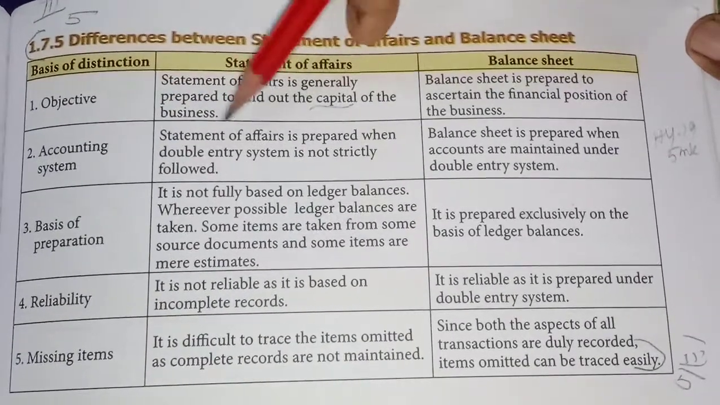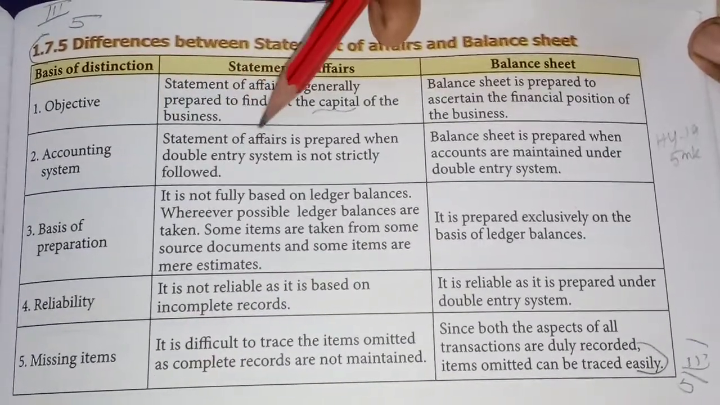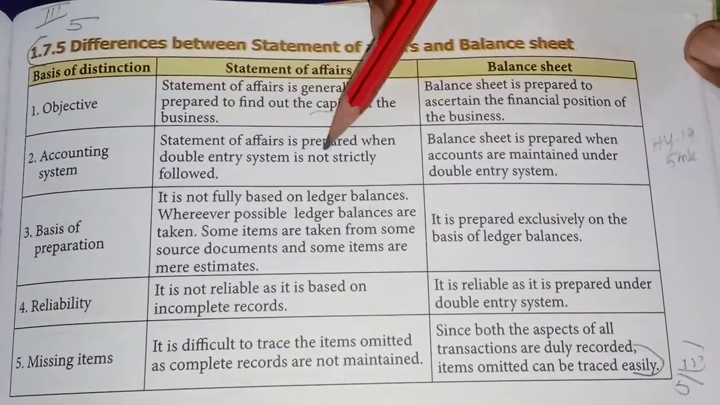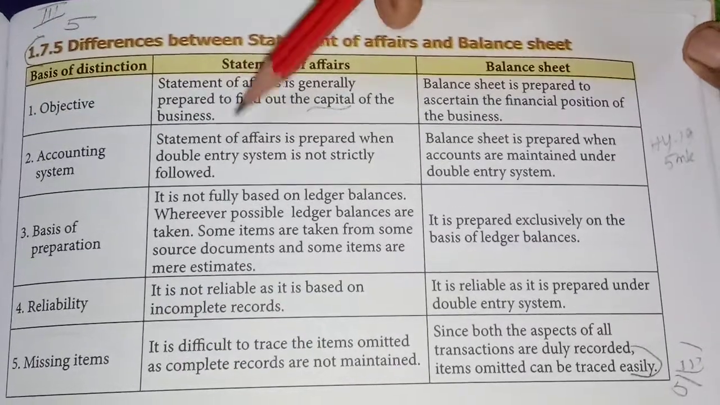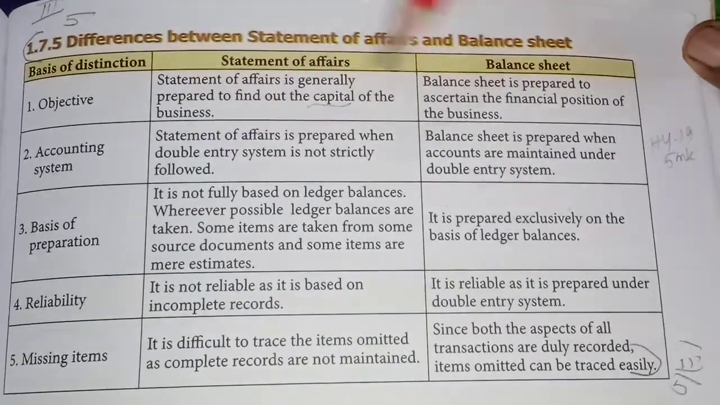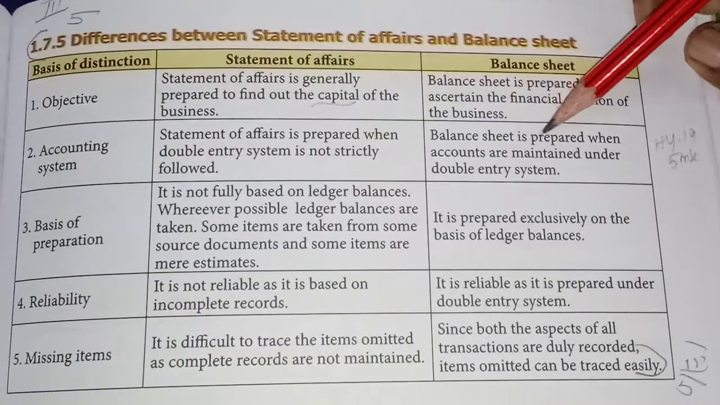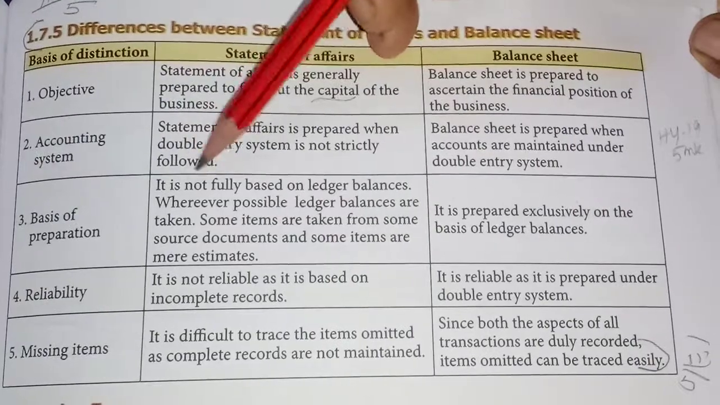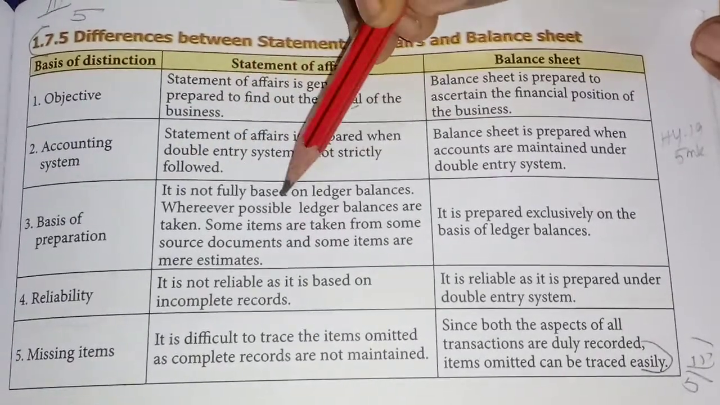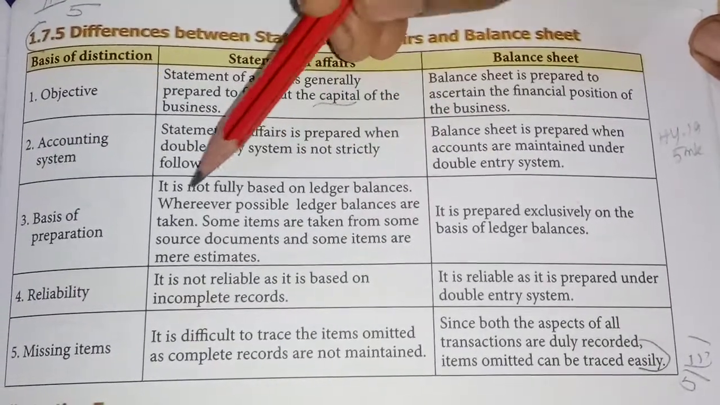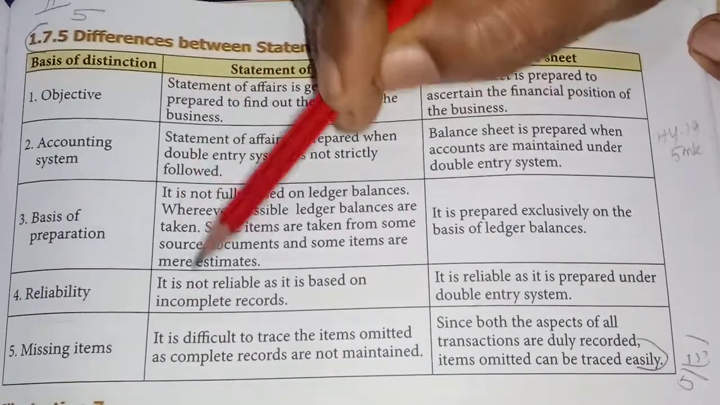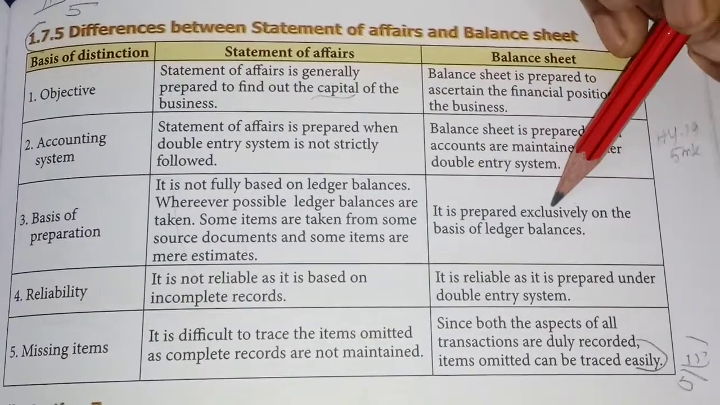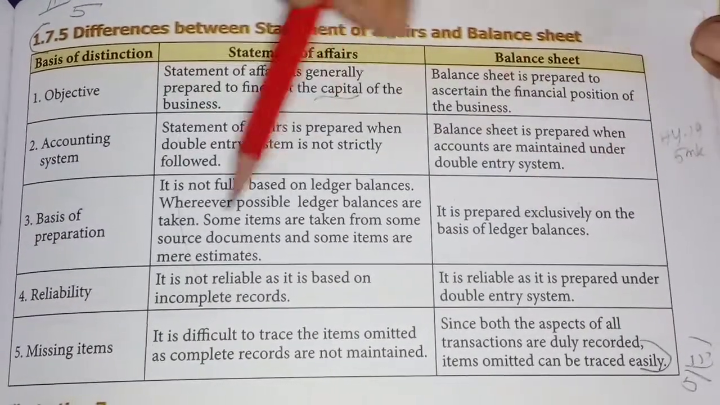Then accounting system. Statement of affairs is prepared when the double entry system is not strictly followed. Here, in the balance sheet, the double entry system is strictly followed. Then basis of preparation. It is not fully based on ledger balances. Those who are not able to study, this one you can leave. The balance sheet is prepared exclusively on the basis of ledger balances.